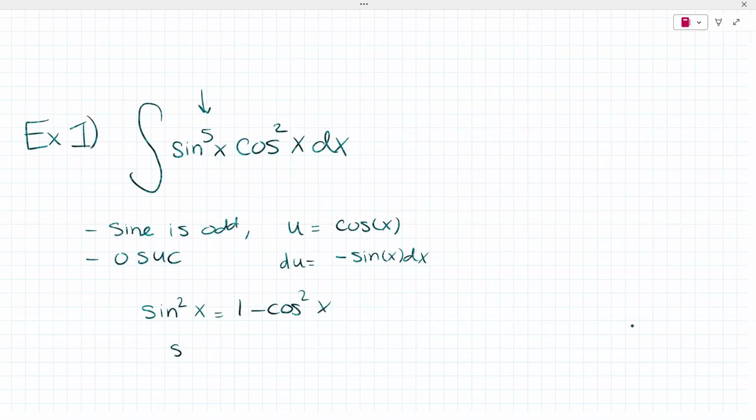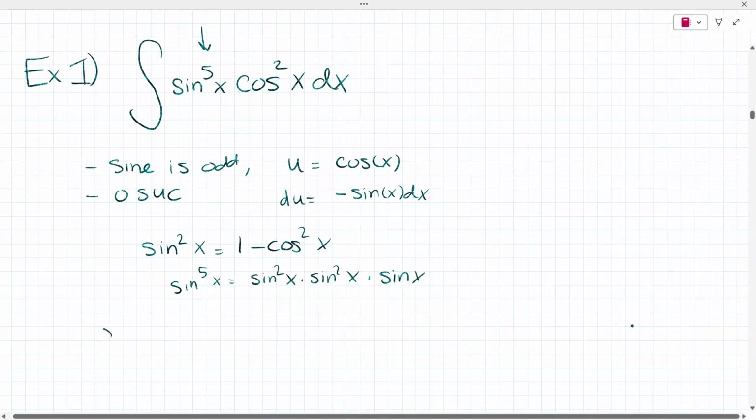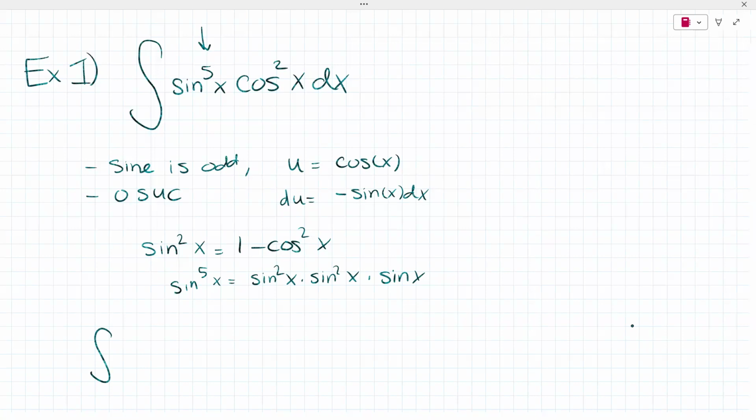How does this all work? Okay, so sine is odd, right? The sine has a power 5, and sin to the 5th of x could be expressed as sine square of x times sine square of x times sine of x. Why did I write sin 5 of x in terms of sine square x, sine square x times sine of x? Well, according to the rule, we have to use our identity sine square of x, because sine is odd.